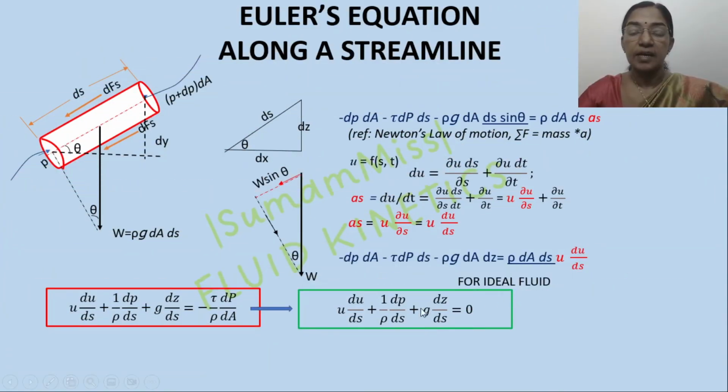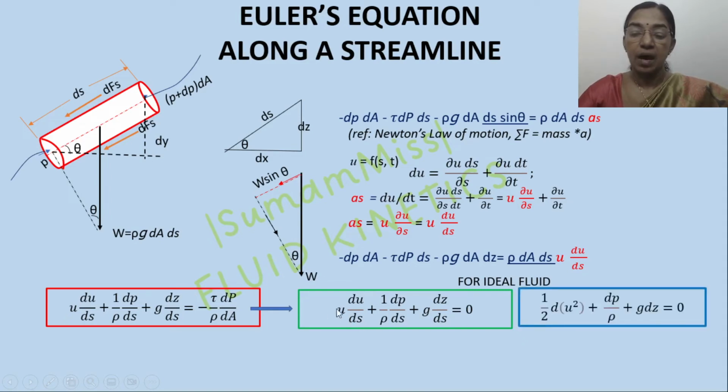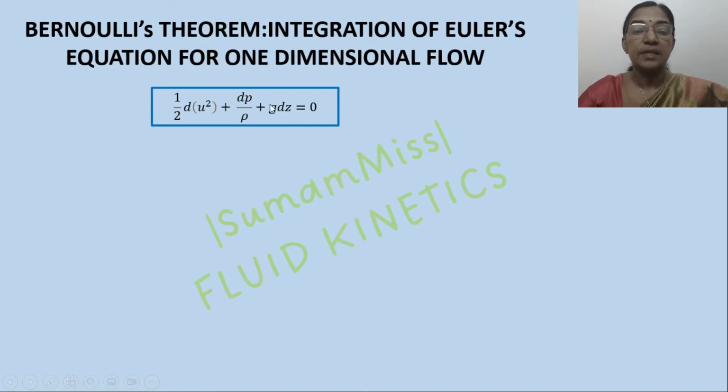Or we can rewrite this expression as half into differential of u square plus dp by rho plus g into dz equal to 0. So this is a derivation of Euler's equation by applying Newton's second law of motion to an element of fluid moving within the stream tube. So this equation, that is Euler's equation, is integrated along a streamline.